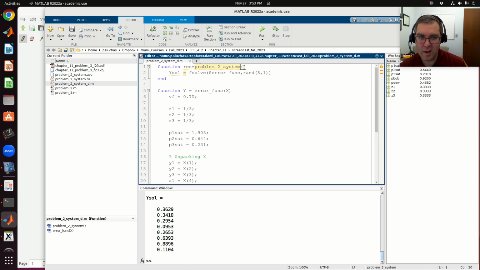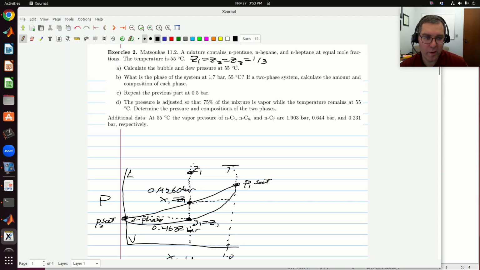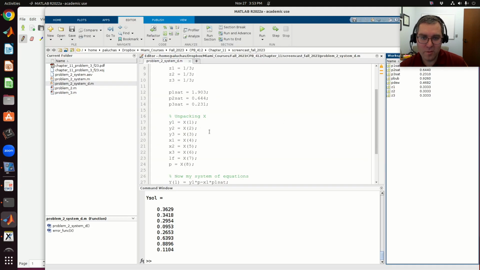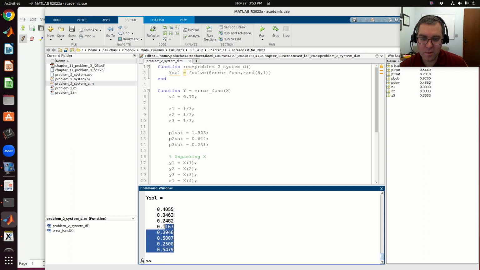In terms of my initial guesses, I'll just use a random number between 0 and 1 for P. I know P should be between 1.9 and 0.231. But yeah, we'll just use a random number between 0 and 1 and see if it solves. So if I run this, hey, it worked. L over F is 0.25, and that makes sense since V over F is 0.75, so that checks out. And now my pressure is 0.5479 bars.